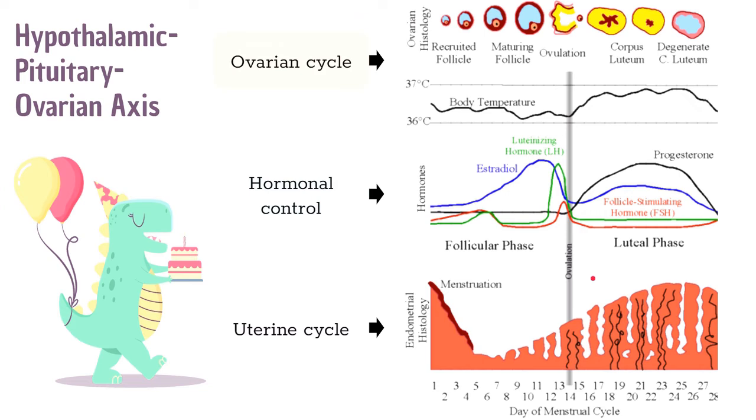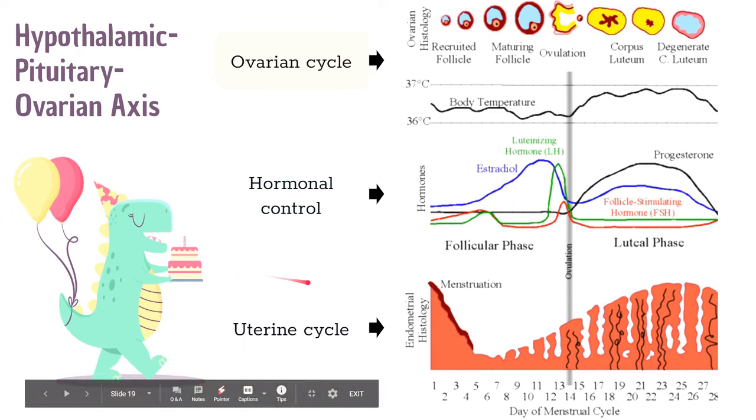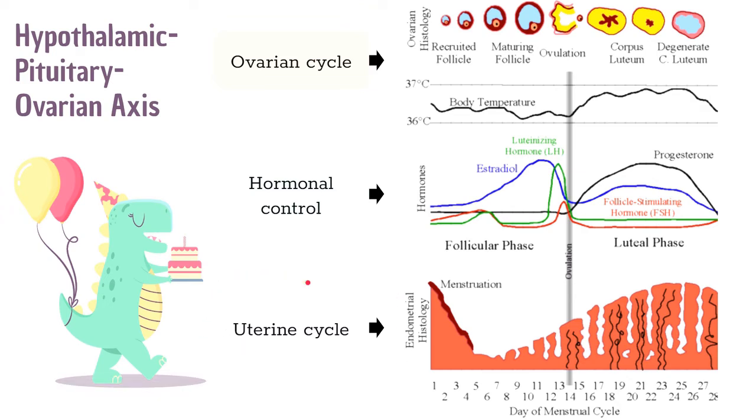Now, this is what we call the hypothalamic pituitary ovarian axis. Do not be overwhelmed. It's quite easy to understand. This is very important for you to know what happens to your body during your monthly cycle. It is called as such because all of these changes happen in the hypothalamus, in the pituitary gland, and then in the ovaries. So it divides the events of the female monthly cycle into the ovarian cycle, what's happening in the ovaries, the hormonal control, what are the changes in the hormones throughout the month, and then what's happening in the uterus. So let's look at it one by one.